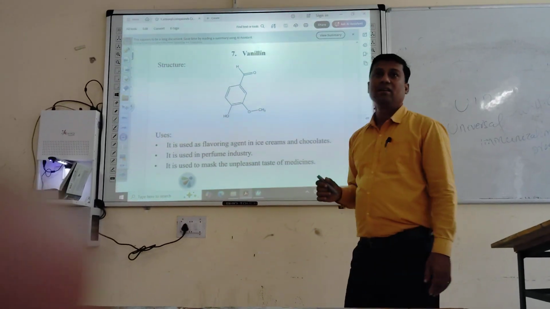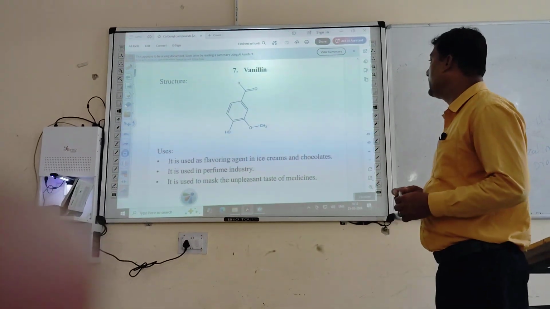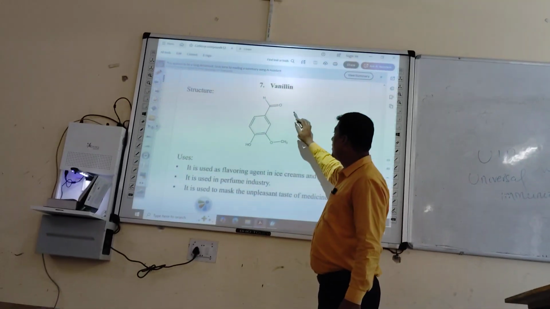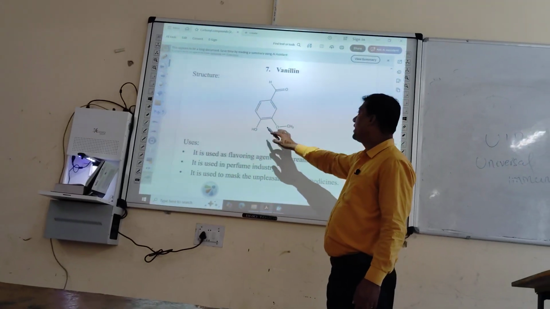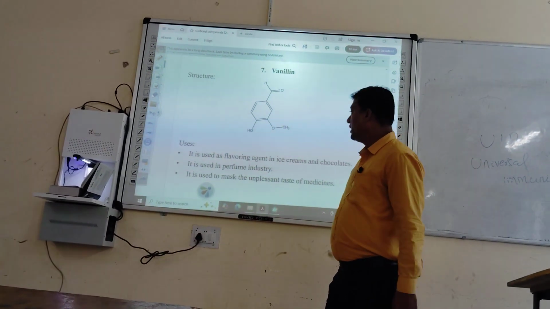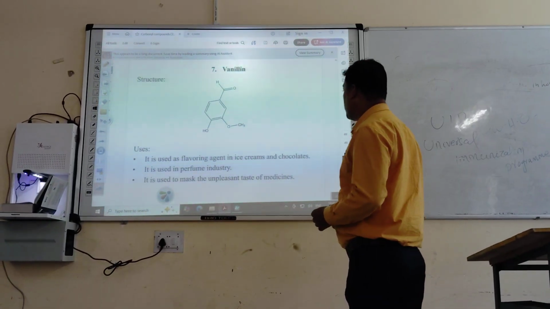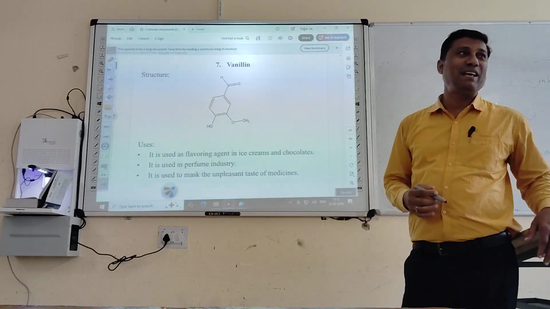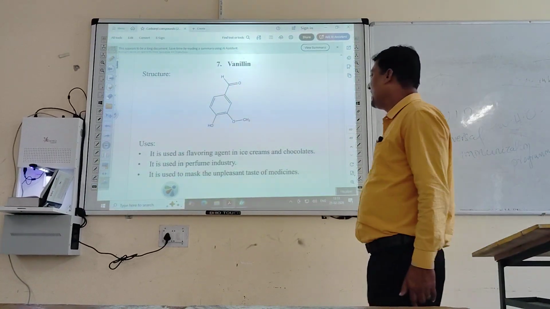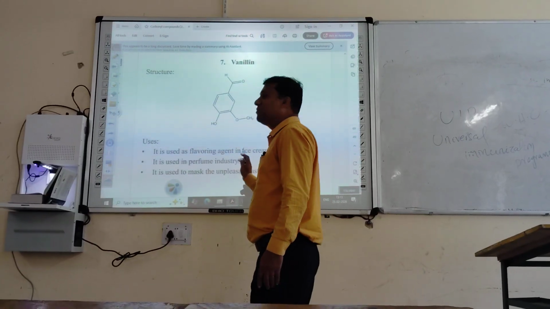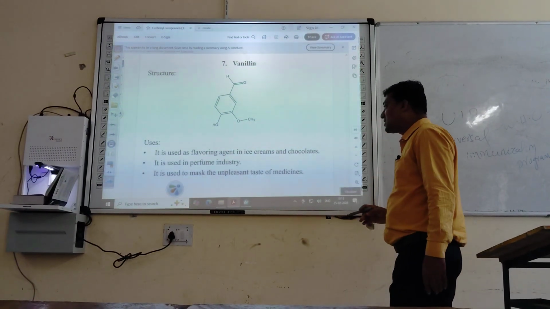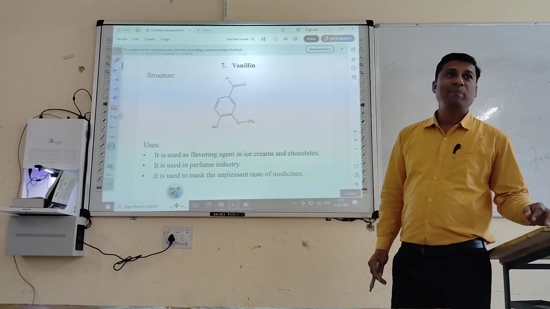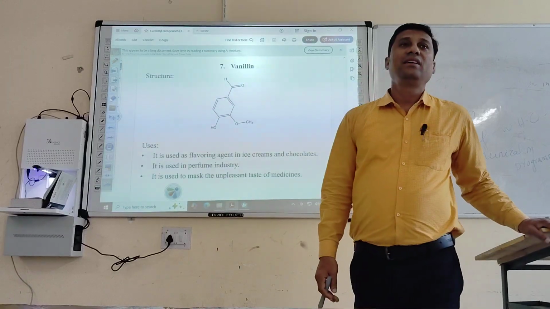Then vanillin. This is the structure of vanillin. Okay, it is a very complex structure. This is an aldehyde. OCH3. Okay, here OH is there. It is used as flavoring agent in ice creams and chocolates. Vanilla flavor. Okay. Then it is used in perfume industry. It is used to mask the unpleasant taste in medicines. Okay. In the pharmaceutics, you have studied.